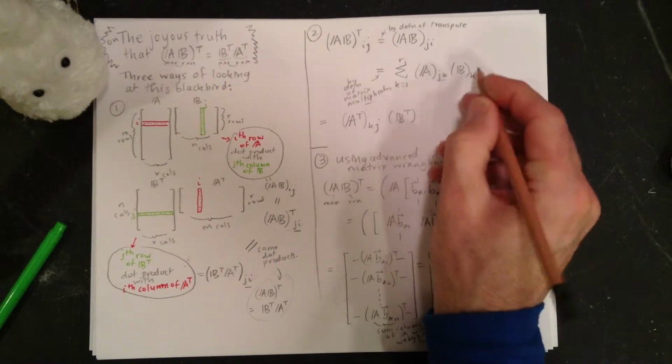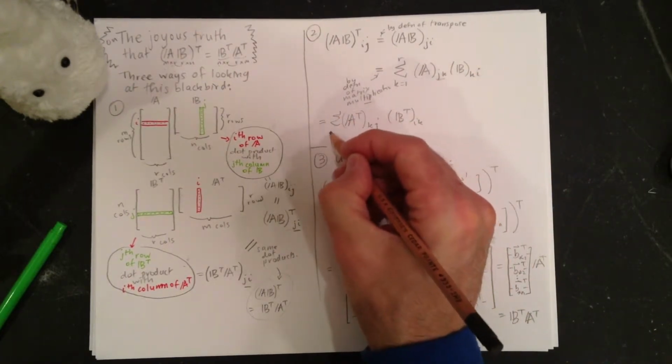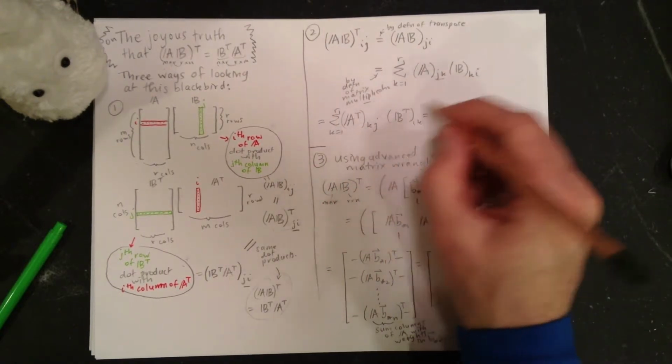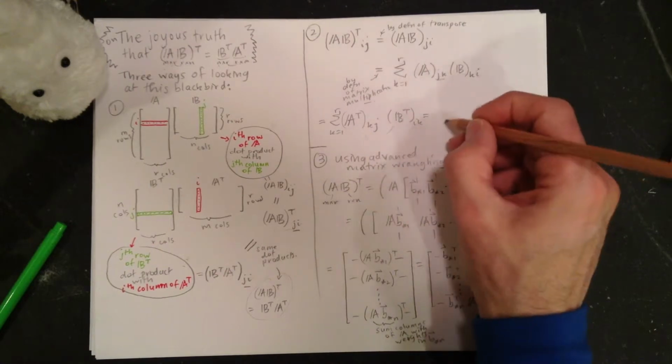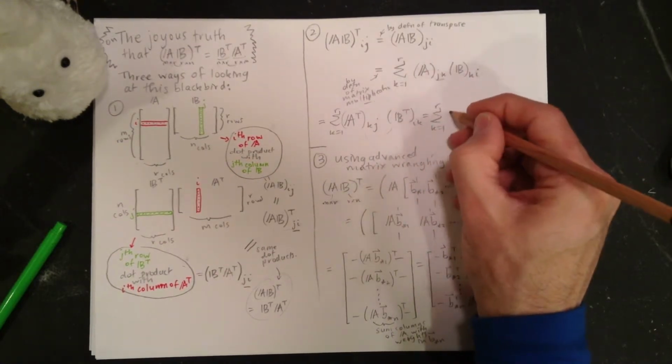B transpose, it's the ik location, and this is still the sum from k equals 1 to r. Now this looks like a normal matrix multiplication story if we change the order. And so let's do that, and I'll explain what I mean. K equals 1 to r, so I'm going to put the B.